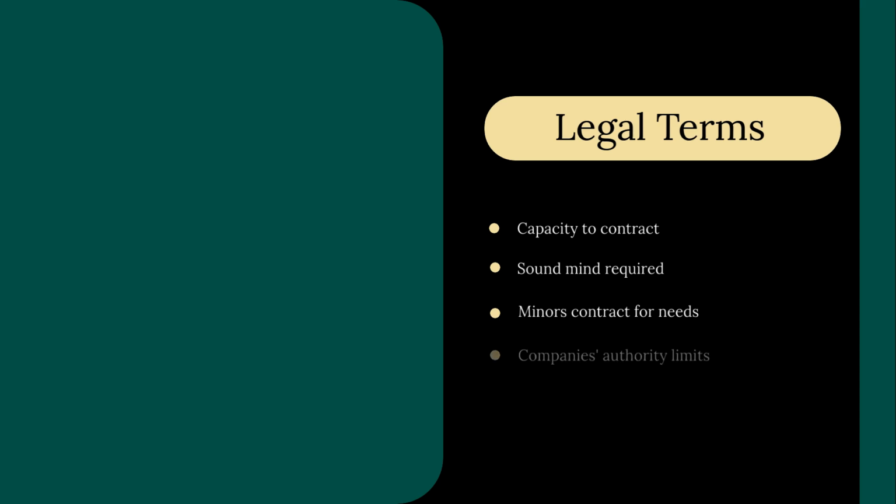All parties must have legal capacity to contract. Individuals must be of sound mind and not intoxicated. Minors generally cannot contract, except for necessities. Companies must act within their authority. Capacity ensures valid agreements.